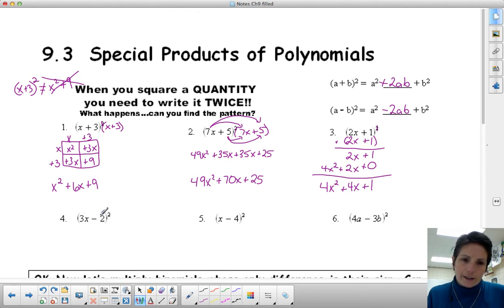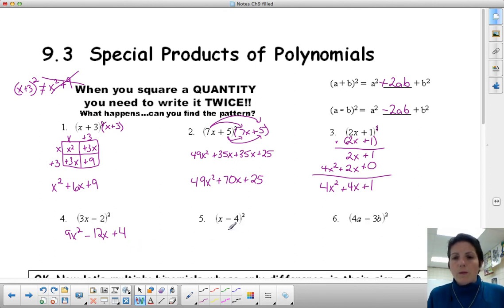Oh, it's a quantity squared. I know that that means 3x minus 2 times 3x minus 2, but I can take a shortcut to doing that problem. I can say 9x squared minus 3x times 2 is 6x, and 2 of them, so 6x times 2 would be 12x. And then finally, negative 2 times negative 2 would give us positive 4. And you're finished. That's all you need to do those problems.